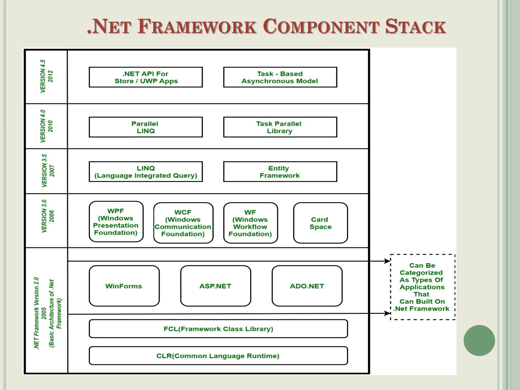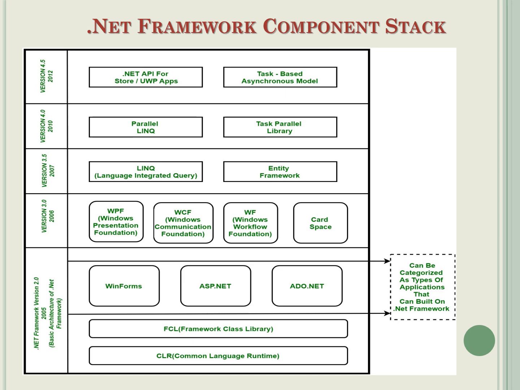So here is a picture. The first three components from the bottom are considered the basic architecture of the .NET framework, which came in the year 2005. After this, more components were added by Microsoft in the .NET framework. That was shown in the picture.